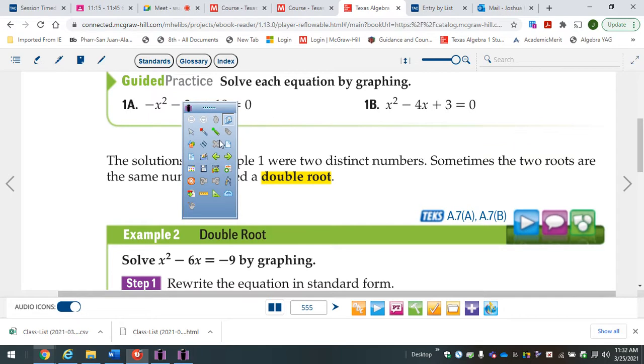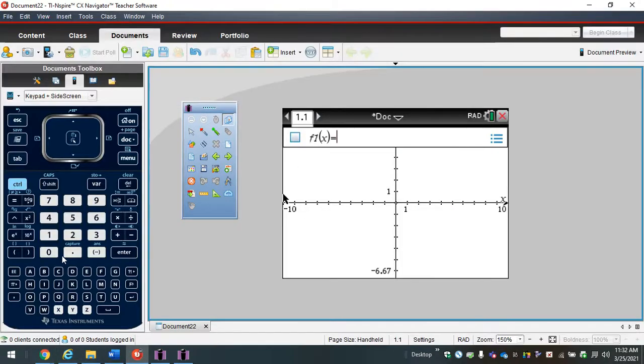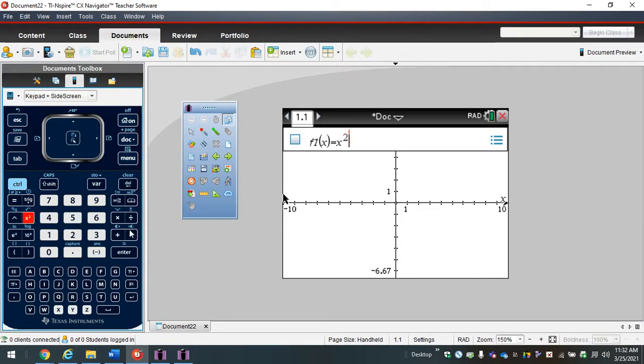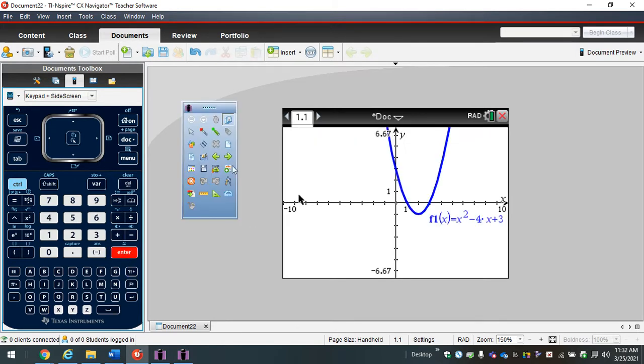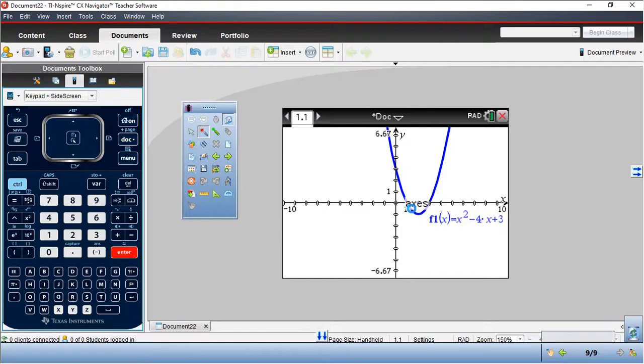Okay, so yes, x squared minus 4x plus 3. So let's go ahead and graph x squared minus 4x plus 3, enter. Now, honestly, I can tell right away. That's a 0, and that's a 0. So my zeros are 1 and 3.